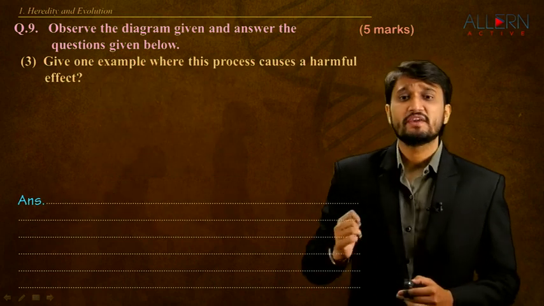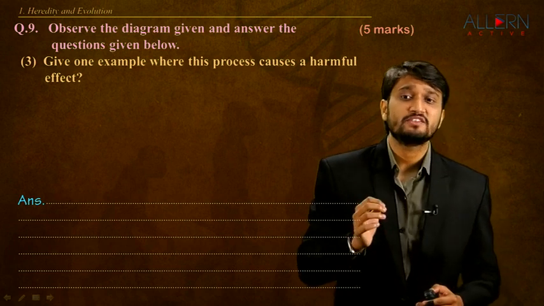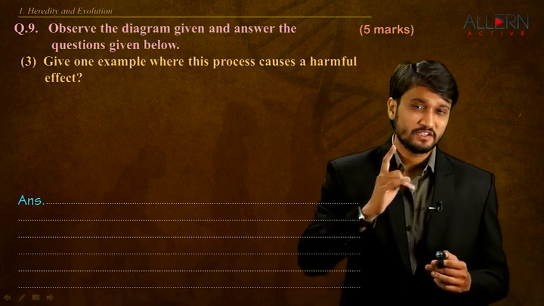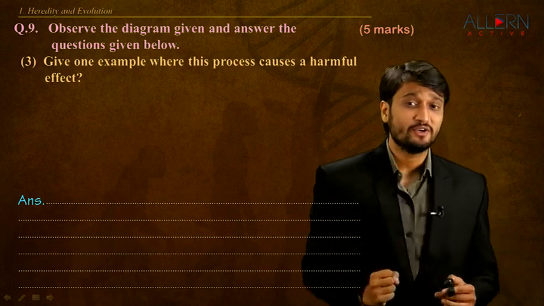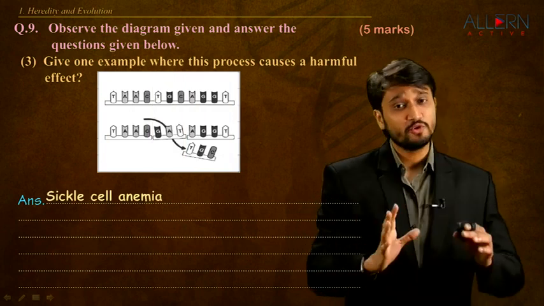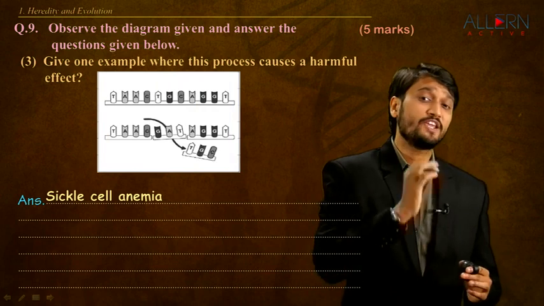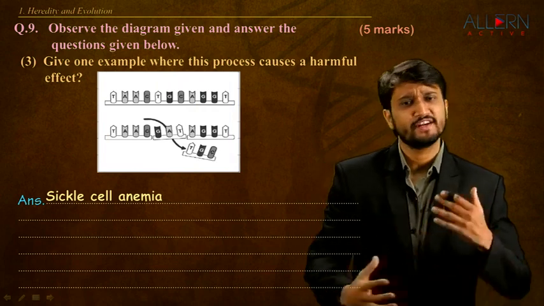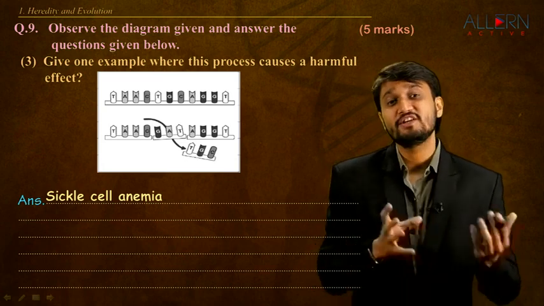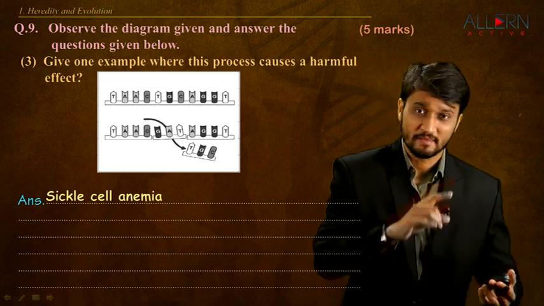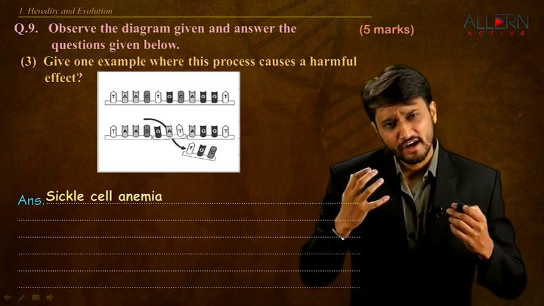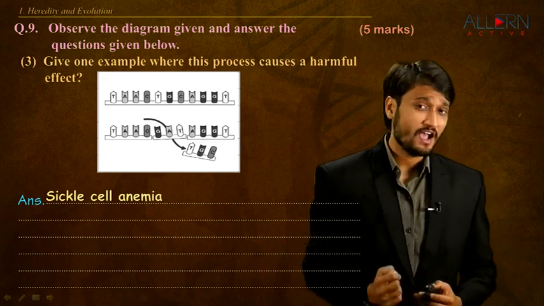Third question is, give one example where this process causes a harmful effect, where it damages, right? And we already know there is this one genetic disorder called sickle cell anemia. That becomes our answer. Usually the red blood cells are supposed to be biconcave in shape, so that they have more surface area to carry more oxygen. But because of this mutation, the shape changes from biconcave to sickle shape, C-shaped, and they are not able to carry a lot of oxygen molecules, causing deficiency of oxygen in the body called anemia, right?